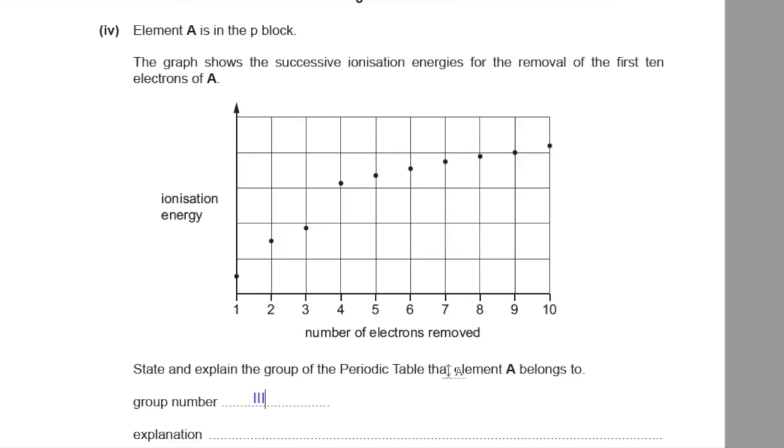That's because there is a great shift you see over here from the third electron removed to the fourth one. This indicates that there is a change in shell, and the fourth electron, which is being removed here, is actually from an inner shell. So the reason for this is large increase from third ionization energy to fourth.